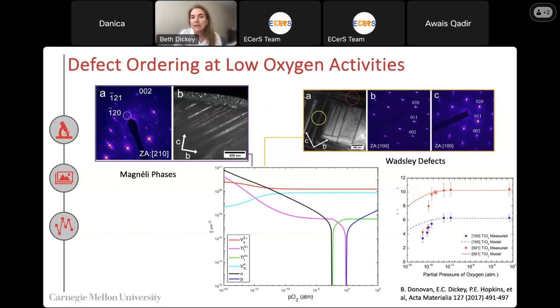And this is just an example here on the bottom right, looking at thermal conductivity as a function of the equilibration oxygen partial pressure for TiO2, and showing that right at the point where you start to form these extended defects, you get a lot of phonon scattering, and the thermal conductivity drops pretty precipitously.